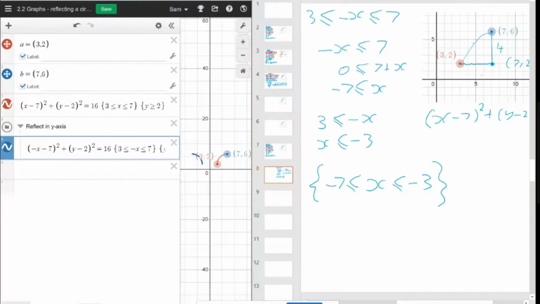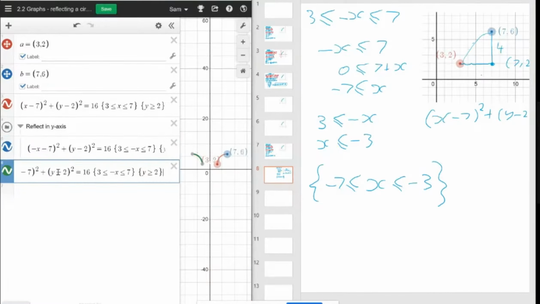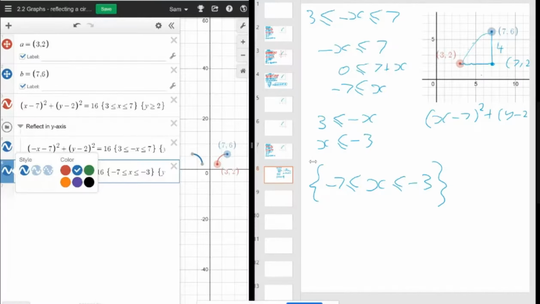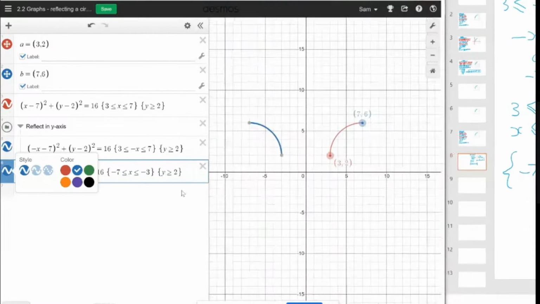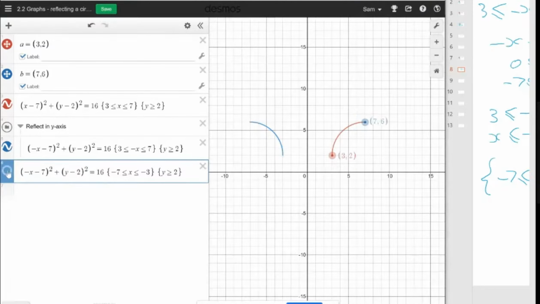So that looks a bit nicer. They both work. So I'm just going to copy this here. It still works, but this shows that you know what you're doing. X is greater than negative 7 and less than negative 3. So we get the exact same thing. They're just landing on top of each other.